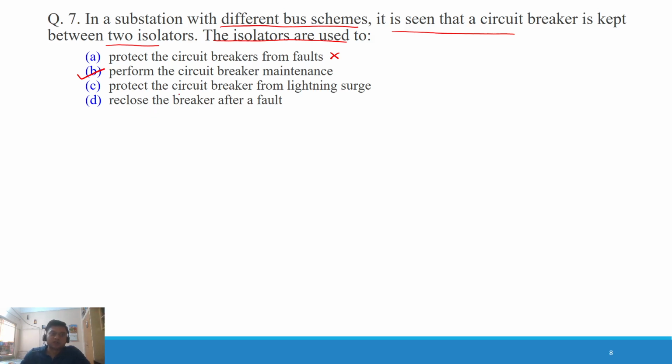And the C option is protect the circuit breaker from lightning surge. This is also not correct. There are certain equipments installed at the substation for lightning surge protection. And reclose the breaker after fault is also not correct. So option B is correct for this question 7.